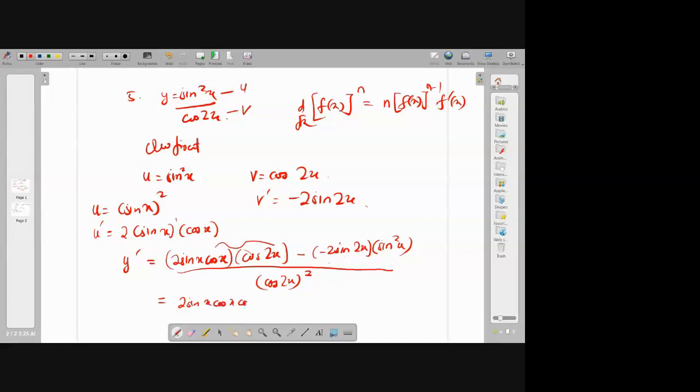We cannot simplify this. This is the final answer. 2 sine x cosine 2x. We cannot do anything. Cosine x cosine 2x.